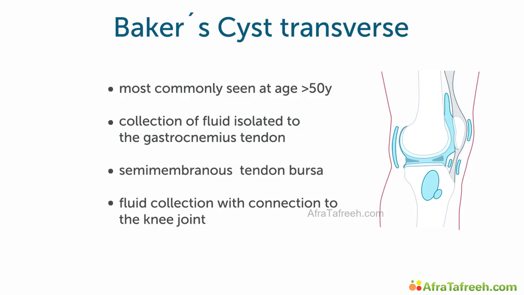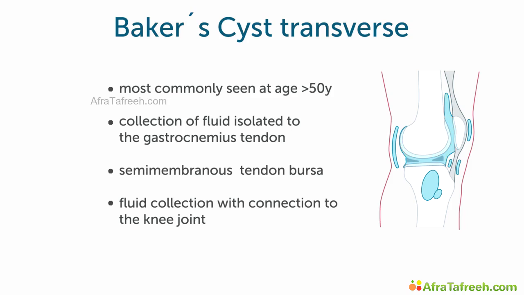Baker's cysts are often symptomatic and can also be an incidental finding. They're most commonly seen in patients over 50 years of age, and it's either a collection of fluid isolated to the gastrocnemius tendon and semimembranosus tendon bursa, or commonly a fluid collection with a connection to the knee joint. The knee joint fluid squeezes through a valve-like connection into the gastrocnemius semimembranosus bursa.